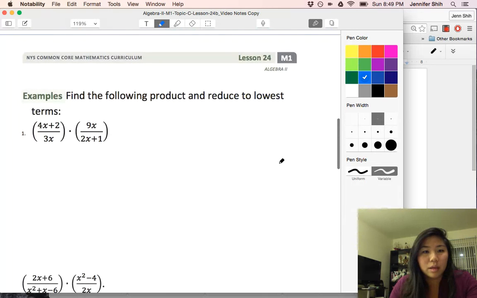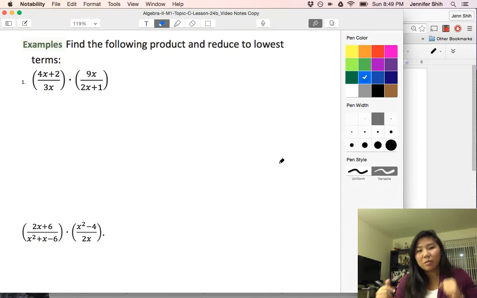Let's go on to some examples about multiplying rational expressions. The only difference between these rational expressions and what we've been doing is that maybe you have to factor once more. So the rules are the same.